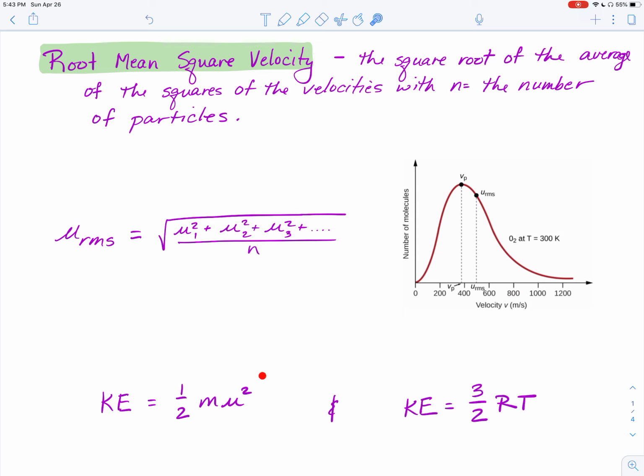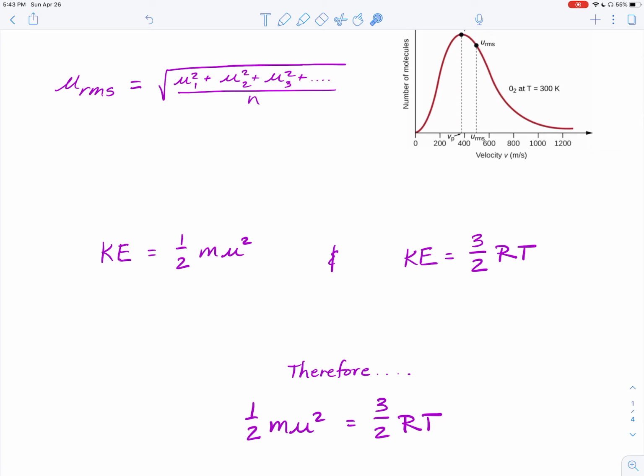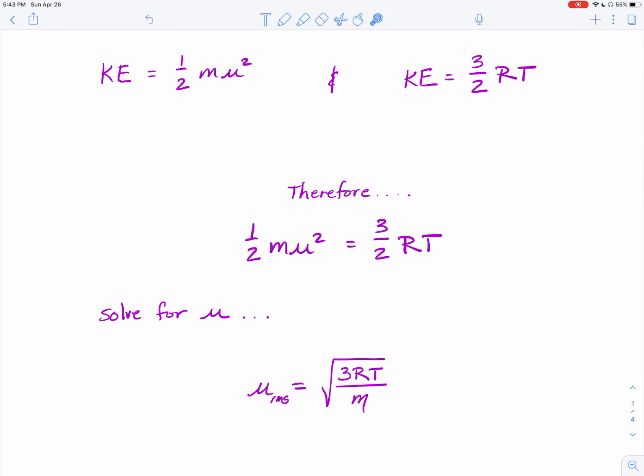So if we know that 1/2 times mass times velocity squared equals kinetic energy, and 3/2 times RT equals kinetic energy, then we should therefore be able to set these equal to one another. And so let's do that. And what we're going to try to do is solve this equation now for velocity. All right. So we solve for mu, or velocity. And when we do this, this gives us an equation that's the square root of 3 times RT divided by little italicized m that I have written here.